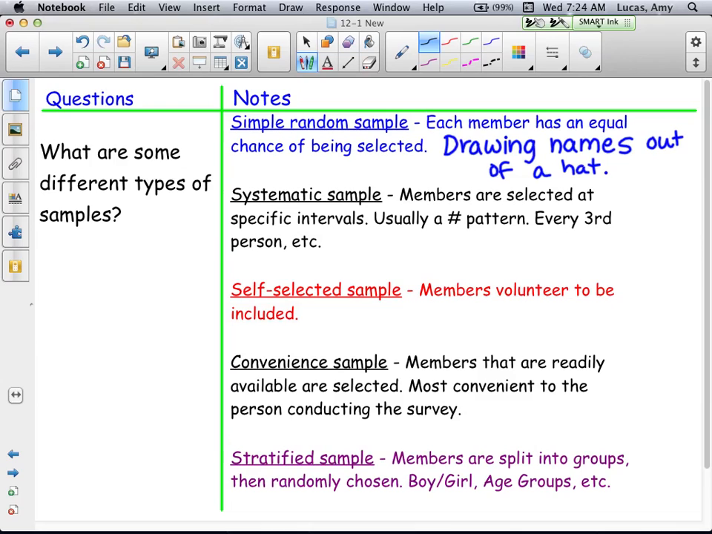And then the stratified sample is a type of random sample, but before doing your drawing or before making your selections, members are split into groups. Then they're randomly chosen. So you might split them into groups like boys and girls or different age groups, splitting them into groups first and then randomly selecting.